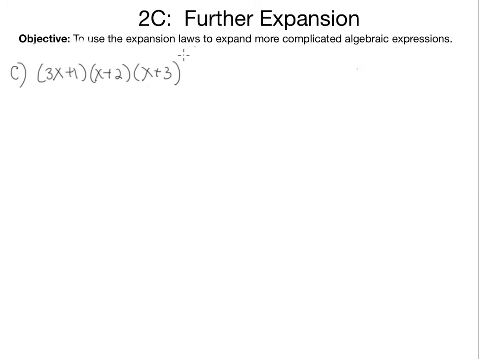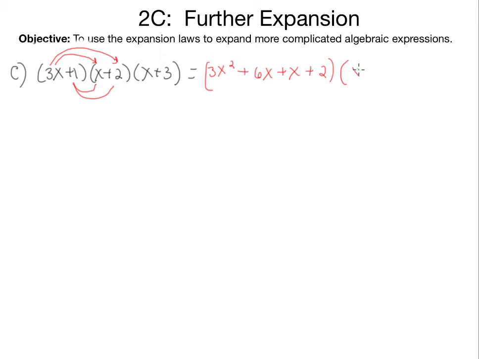In example C, we're going to see what happens when you try to multiply three binomials together. So we're going to do the same thing, but this time we're going to start by our full method. So I'm going to multiply 3x times x to give us a 3x squared. Then I'm going to multiply my outer terms together. So a 3x times a 2 is a plus 6x. My inner terms together, which will give us a plus 1x or plus x. And our last terms together, which is just plus 2.